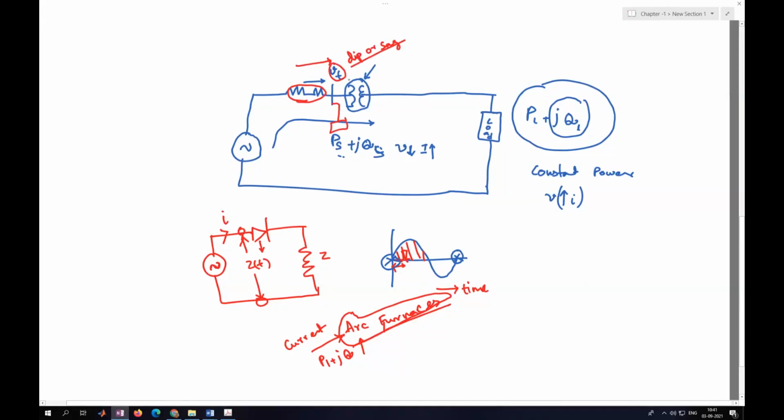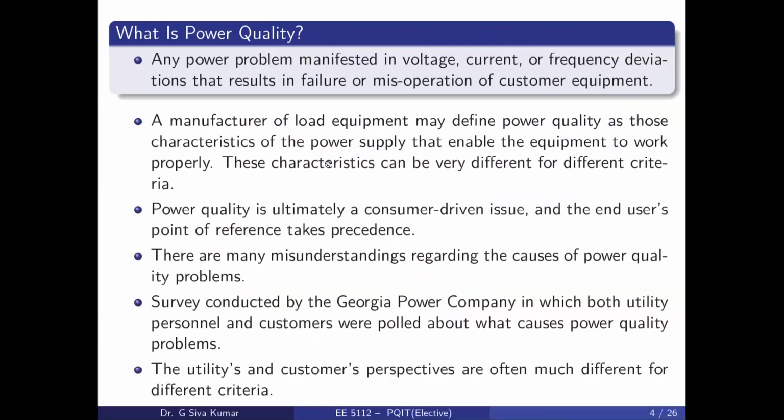When there is a dip in the terminal voltage, or a sag, if the other loads connected at this particular point are sensitive, then this load may not perform well. If you take load one and load two, load two won't give a satisfactory performance. With respect to the current also, we will have failure or misoperation of the customer equipment.